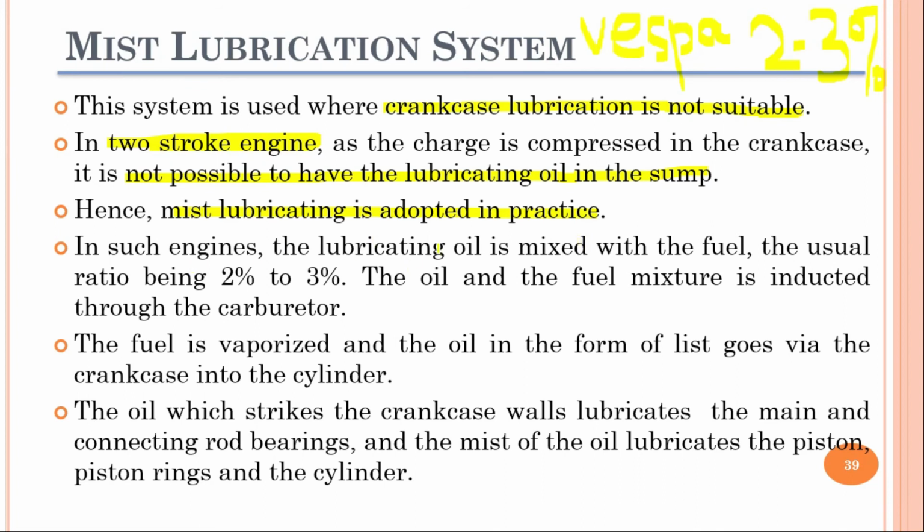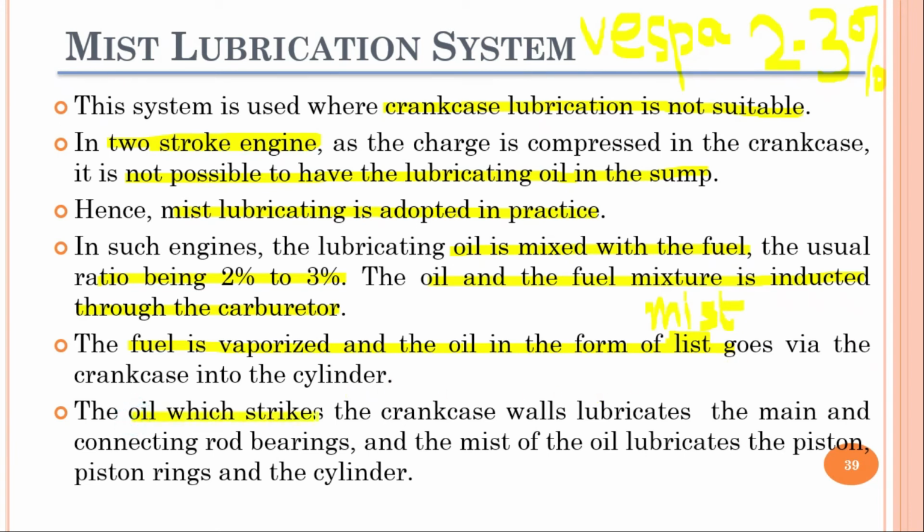In such engines, the lubricating oil is mixed with the fuel. The usual ratio is 2% to 3%. The oil and fuel mixture is inducted through the carburetor. The fuel is vaporized and the oil, in the form of a mist, goes via the crankcase into the cylinder.